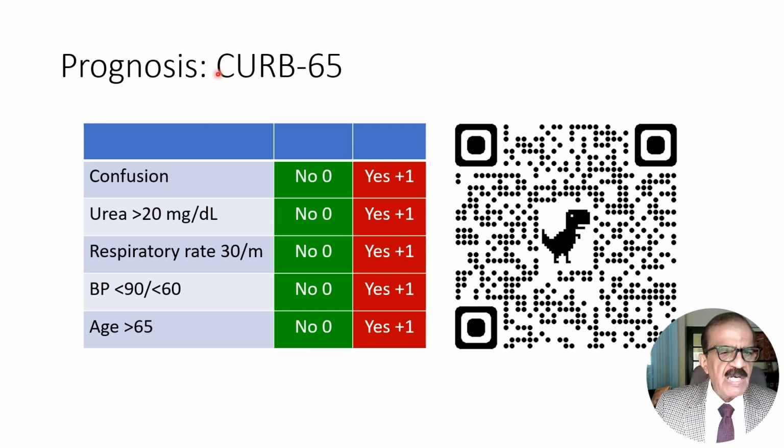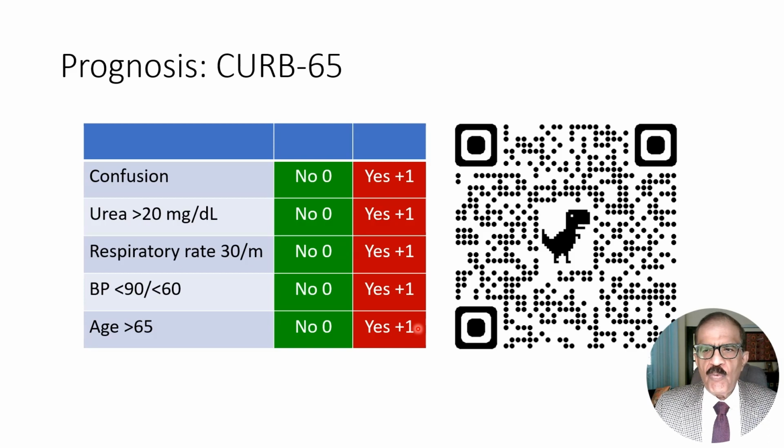This is CURB-65. C is for confusion, U is for urea level, R is for respiratory rate, B is for blood pressure, and age is an additional feature, 65, meaning more than 65. So CURB-65 means these four features plus age above 65. If somebody has confusion, 1; urea more than 20, 1; respiratory rate more than 30, 1; blood pressure less than 90 or less than 60, 1; and if age is more than 65, 1. This makes a total of 5.